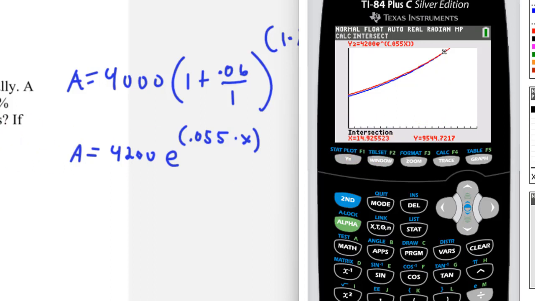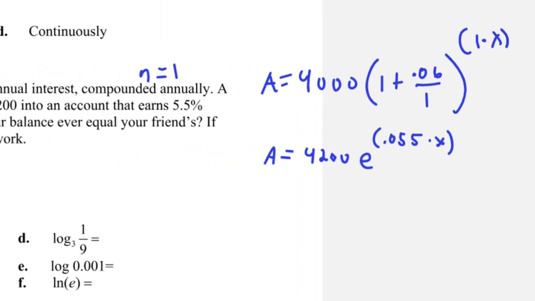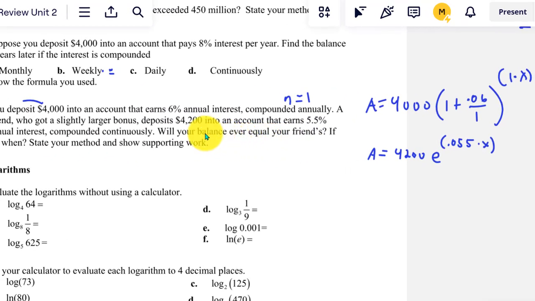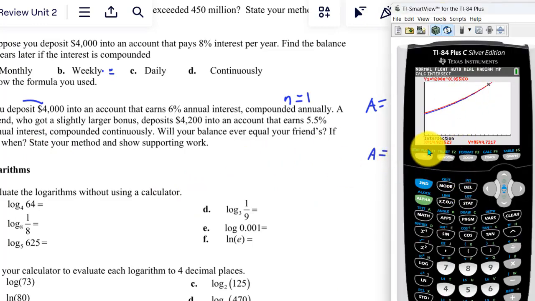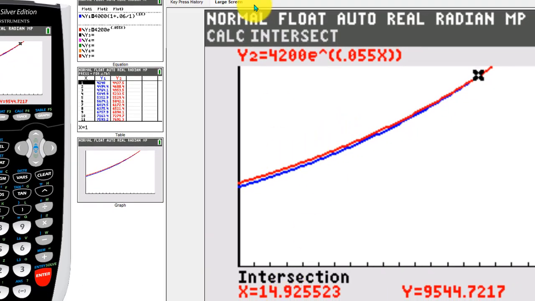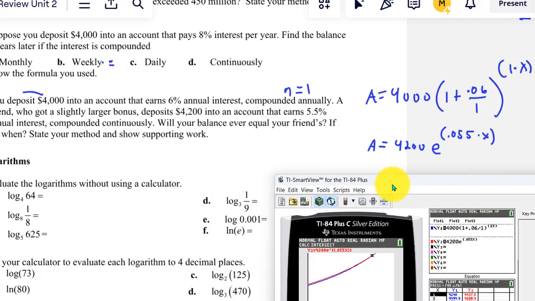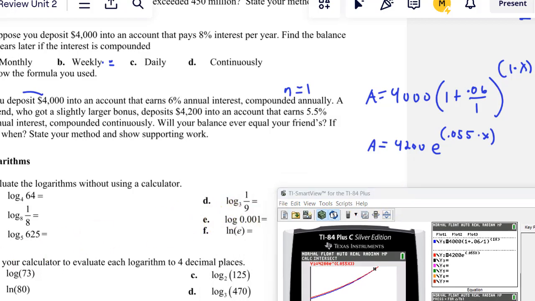Okay, so it will take 15 years for the balances to be equal, right? So it says, will your balance ever equal your friend's? And the answer is yes. It will take about 15 years. Okay, and our method would be the graphing method, right? We graphed it. So just one more time, the answer is 15. About 15 years, your balance will equal your friend's balance and then actually be bigger than your friend's balance. And the method we used was the graphical method.